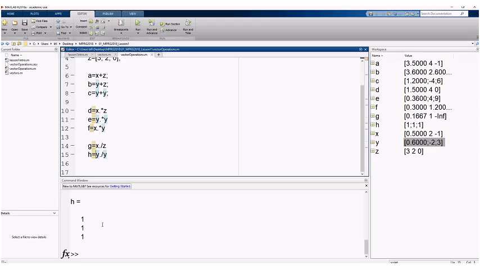So now we see that the division of a row vector and a row vector gives us a row vector, and division of a column vector and a column vector gives us a column vector.